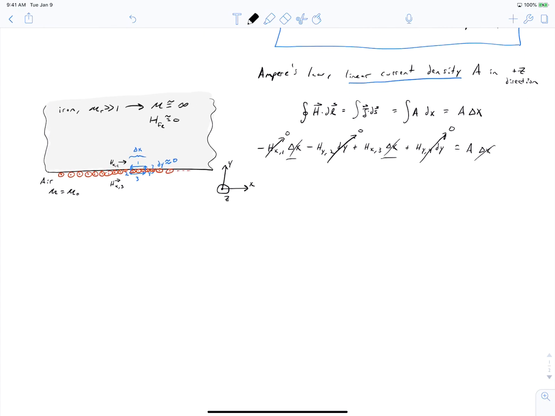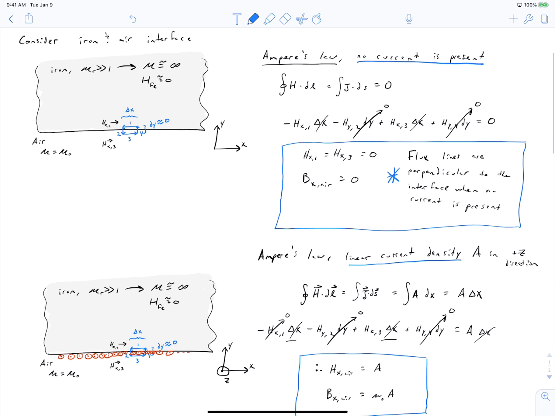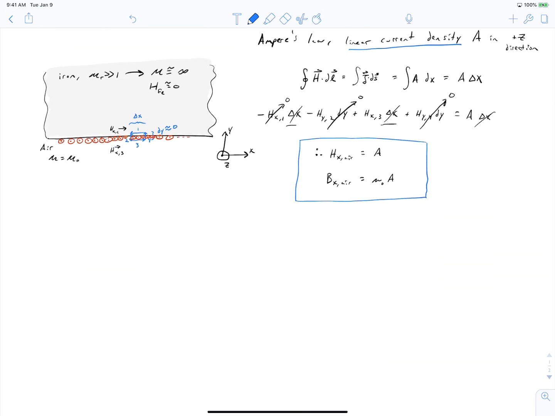So we know Hx1 is 0 because H is 0 in the iron, which means that Hx3, H in the x direction in the air, is equal to a, which means that B in the x direction in the air is equal to mu naught a. And this is our second important observation. If there's no current present at the interface, then B in the air is perfectly perpendicular to the interface. And if there is current present, then B has a component that is parallel with the interface. It's parallel with the current.